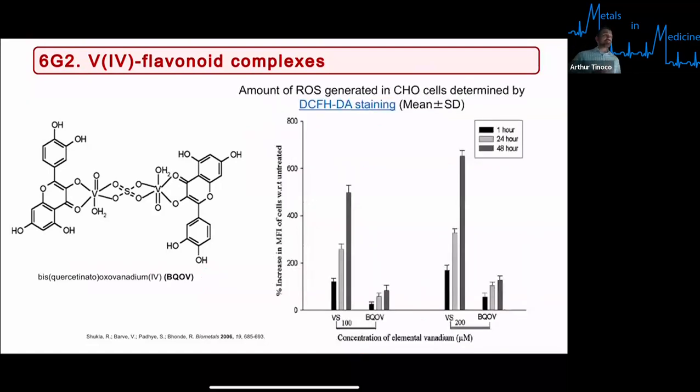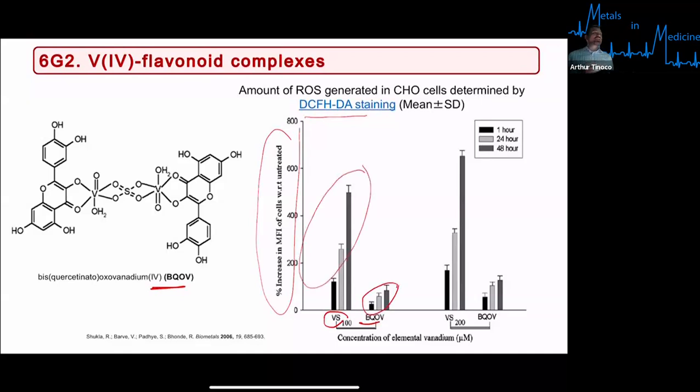Another very significant finding, because remember, thinking back to the whole point of why these types of ligands were being tested, was to assess the effect on ROS generation. So here we have an experiment that was done. This is a DCFH-DA staining. Essentially, you're looking at the relative formation of ROS species. And what we're looking at here is the formation of ROS as depicted by the presence of the vanadyl sulfate salt versus this compound BQOV. And what we see is that the BQOV compound over time, and also in terms of dosage, can lead to much less ROS formation than the vanadium salt.